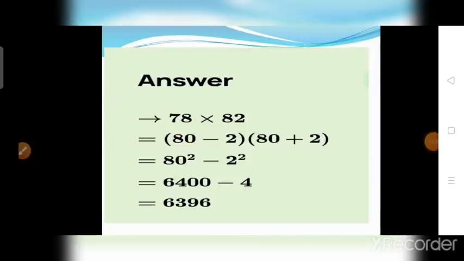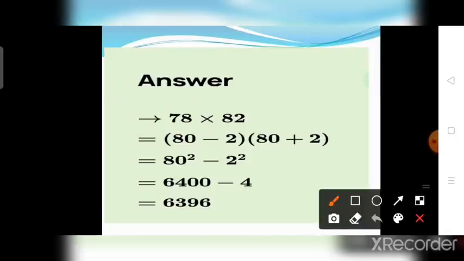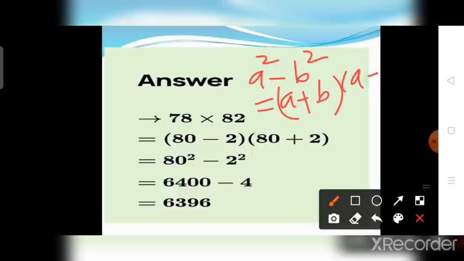Answer. The next, using the identity a squared minus b squared is equal to (a plus b) into (a minus b).